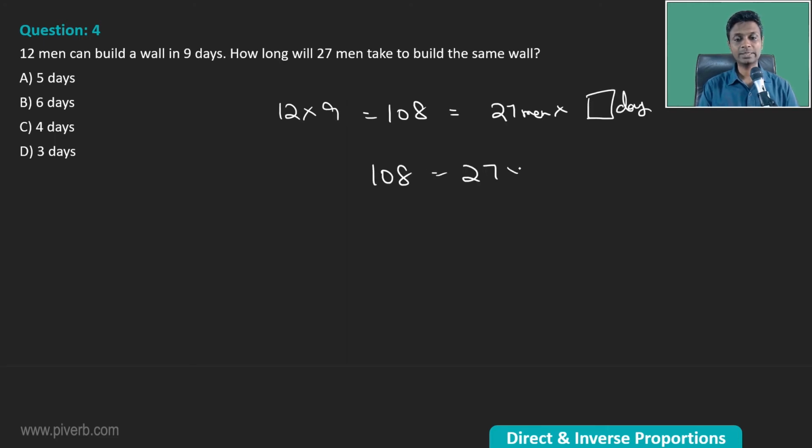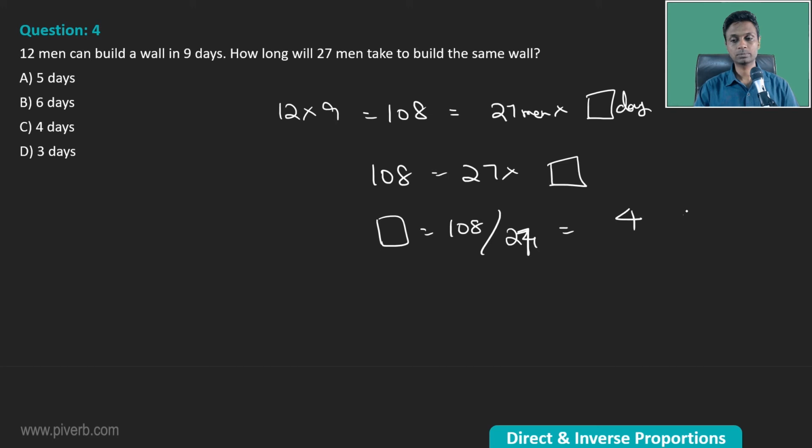108 is 27 into something. This something is 108 divided by 27, which is 4. 27 fours are 108. 27 into 2 is 54. 54 into 2 is 108. Or 27 men will take 4 days to complete this task.